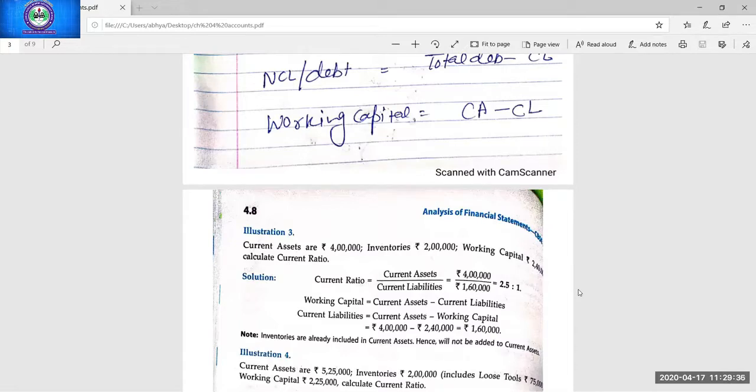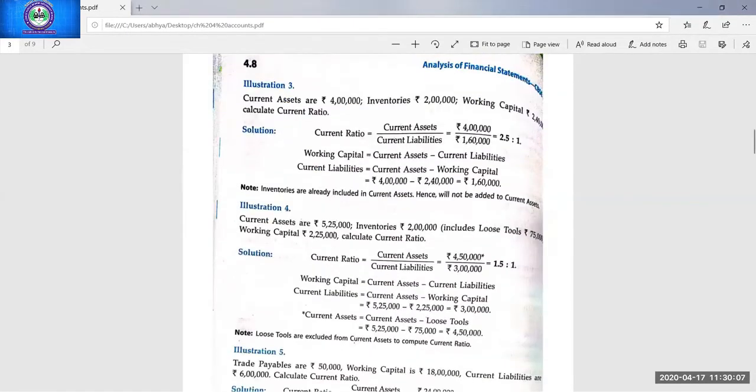Adit has given me an answer. Very good students. Jatin has given me an answer. Khushi, Adit, Anushka, Jatin, best. But different answers are coming. Students, I told you that loose tools will be deducted because in inventory loose tools are included, and inventories must be included in current assets. So loose tools are already added in current assets, and to find out the current assets for the ratio, we have to deduct loose tools. Here I am showing the answer. Just tell me where you have done wrong.